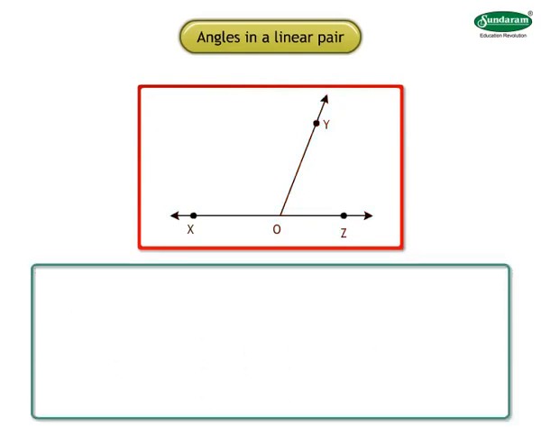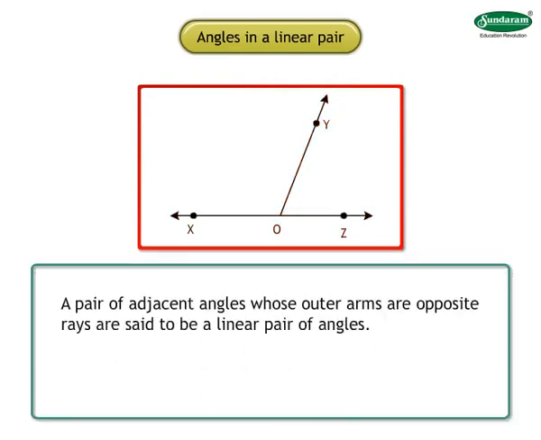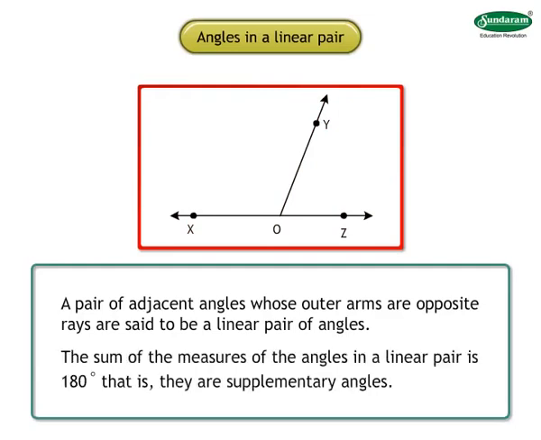Thus, we can say that a pair of adjacent angles whose outer arms are opposite rays are said to be a linear pair of angles. The sum of the measures of angles in a linear pair is 180 degrees. That is, they are supplementary angles.